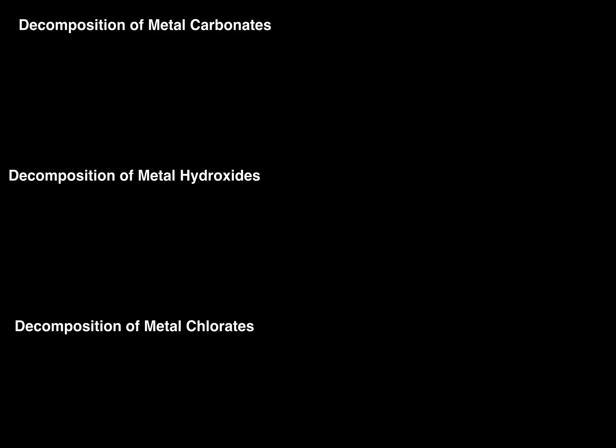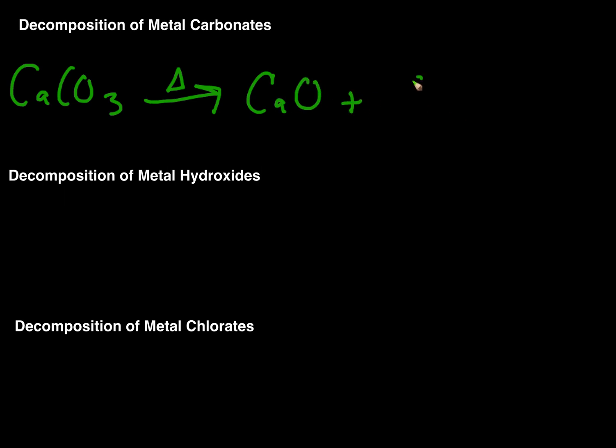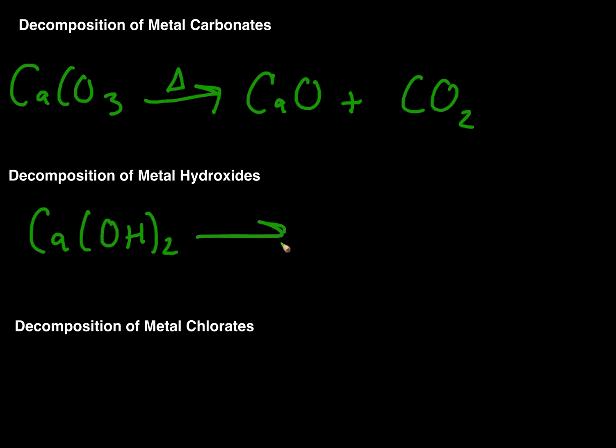Okay, so just some different decompositions. The first one, we're going to do a decomposition of a metal carbonate. So we'll do calcium carbonate. Since most decompositions will have some heat here, it'll be broken down into CaO and CO2. Now, the decomposition of a metal hydroxide, we'd have calcium hydroxide. We'll have heat as our catalyst again, and it's broken down into CaO plus H2O.